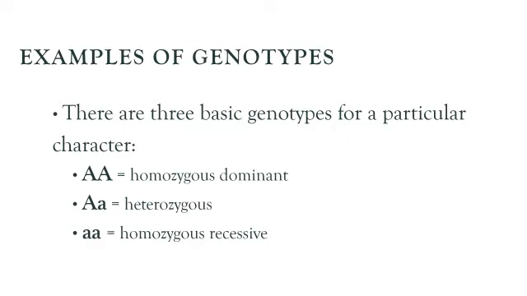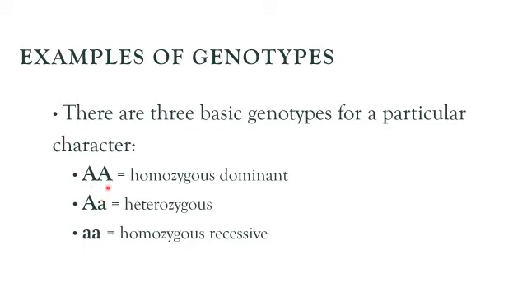Examples of genotypes. There are three basic genotypes for a particular character. In representing genotype, we are using letters. Big letters mean it is a dominant trait or dominant allele. Small letters, or a small letter allele, is considered to be a recessive allele or gene.